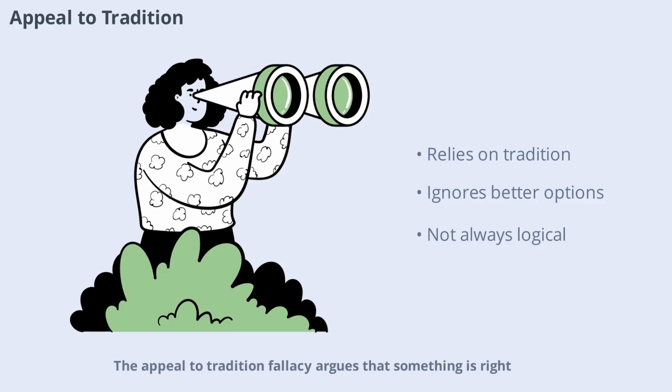Appeal to tradition fallacy argues that something is right or better simply because it's always been done that way. For example, we shouldn't change the policy because it's tradition. While traditions can be valuable, they aren't always the best reason for continuing a practice. It's important to evaluate ideas based on their merits, not just their history.